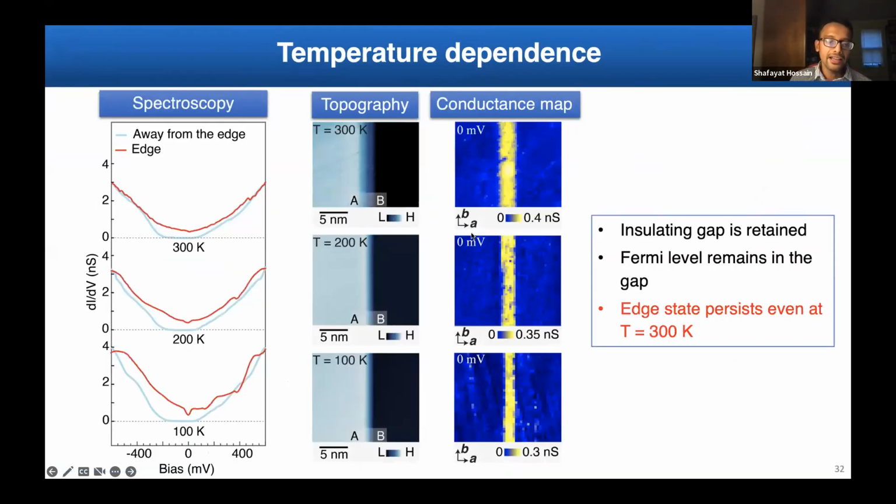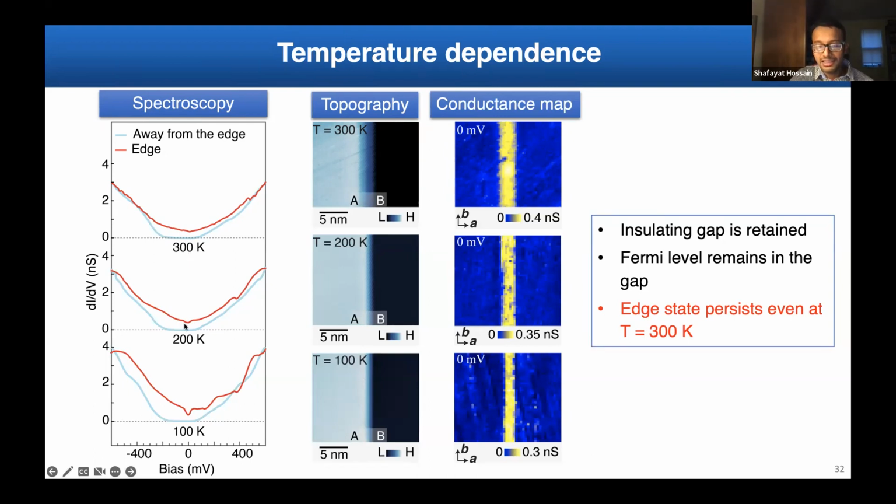So all the data I have shown you so far were all taken at 4 Kelvin. So now, finally, we do the temperature dependence. We see that if we increase the temperature from 4 Kelvin to 100 Kelvin, 200 Kelvin, and even 300 Kelvin, there is still a bulk gap. And also there is this in-gap edge state.